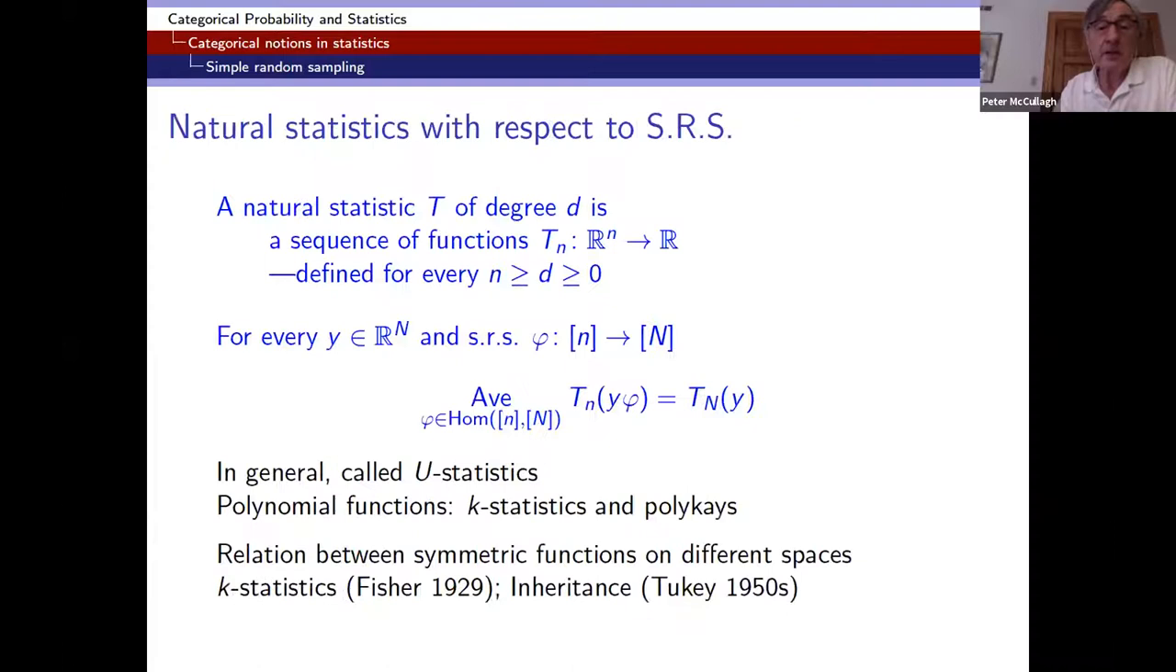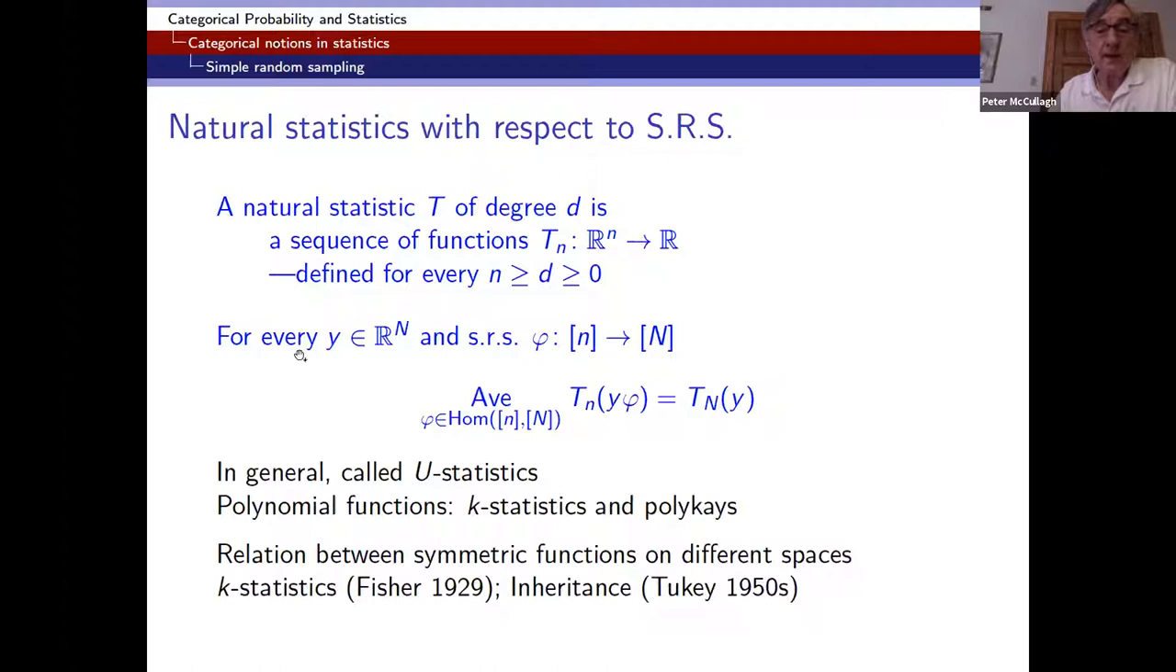Okay, so I'm going to use the word natural for this. I understand it's a category term, but I'm sure this is a natural function on functors. So a natural statistic of degree d, it's important that you specify the degree. First of all, it's a sequence of functions, real valued for definiteness here, and it's defined for every n greater than or equal to the degree.